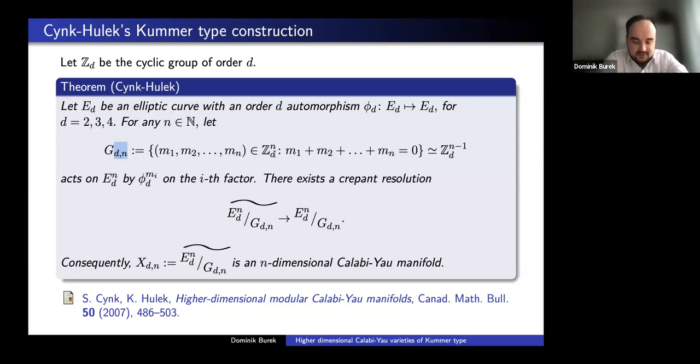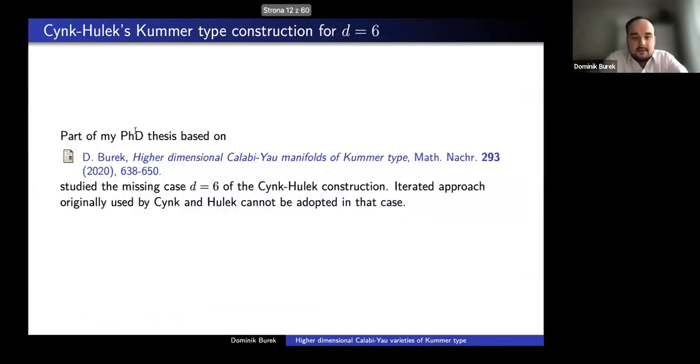Our product of elliptic curves is of course a variety of Calabi-Yau type. Then Cynk and Hulek proved that in the cases of 2, 3, and 4, the quotient variety has a Crepant resolution, and therefore we have arbitrary dimensional Calabi-Yau manifolds. So as we know, only one case is missing, because an elliptic curve, when we work over the complex numbers, may also have an automorphism of order 6. And part of my PhD thesis is to study the missing case d equals 6 of this Cynk-Hulek construction.